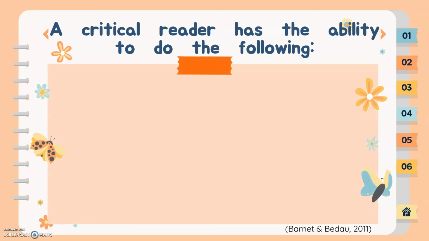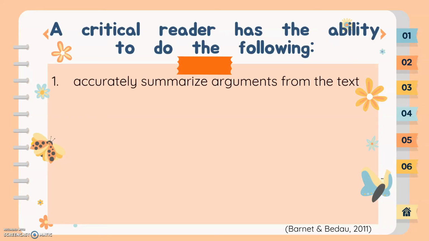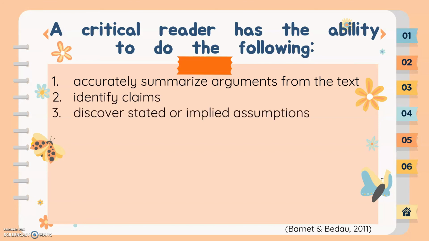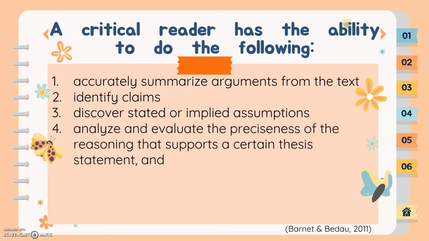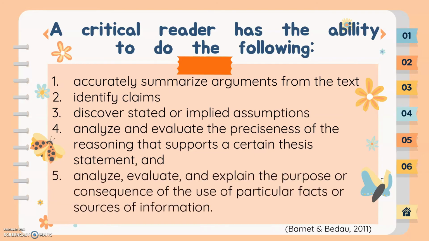A critical reader has the ability to do the following. First, accurately summarize arguments from the text. Next, identify claims. Next, discover stated or implied assumptions. Then, analyze and evaluate the preciseness of the reasoning that supports a certain thesis statement. And analyze, evaluate, and explain the purpose and consequence of the use of particular facts or sources of information, according to Barnett and Bedau of 2011. These skills require higher-order thinking ability of the reader in order to formulate evaluative statements and determine evidences from a text read.